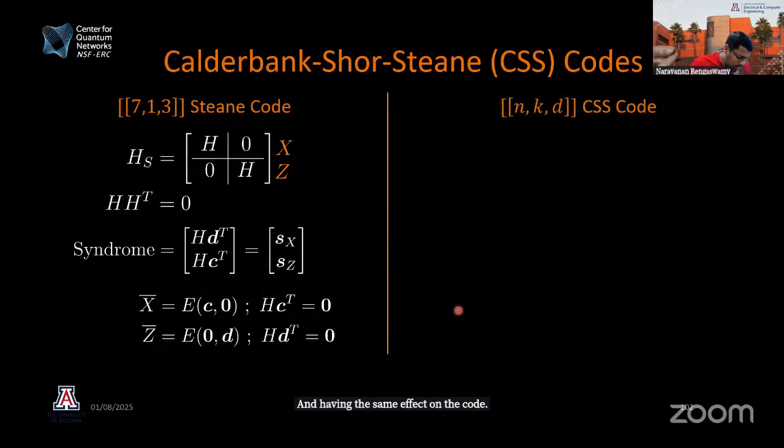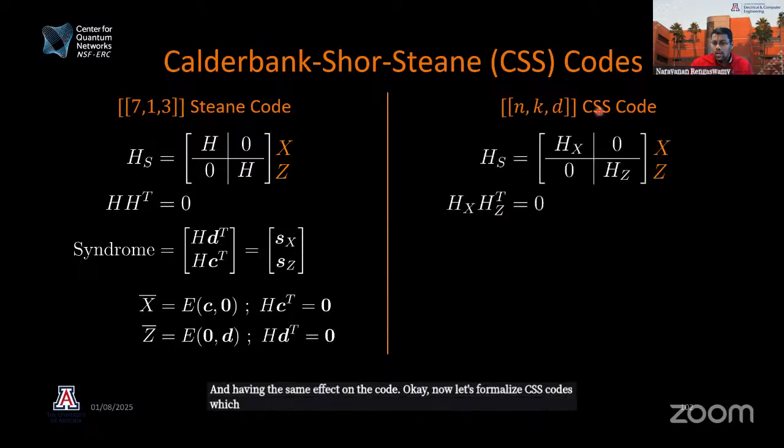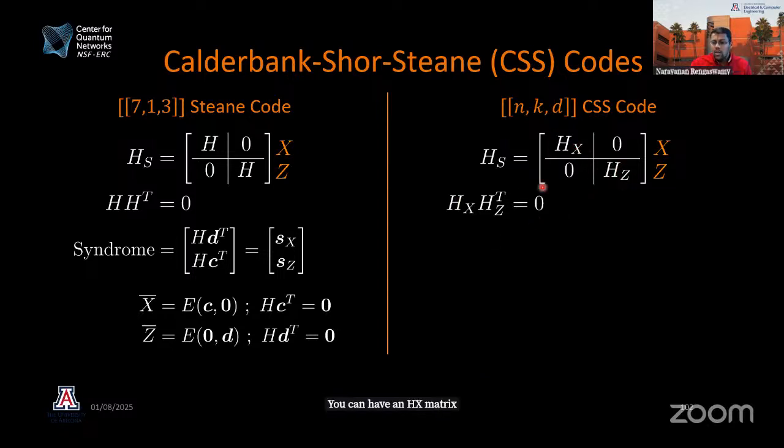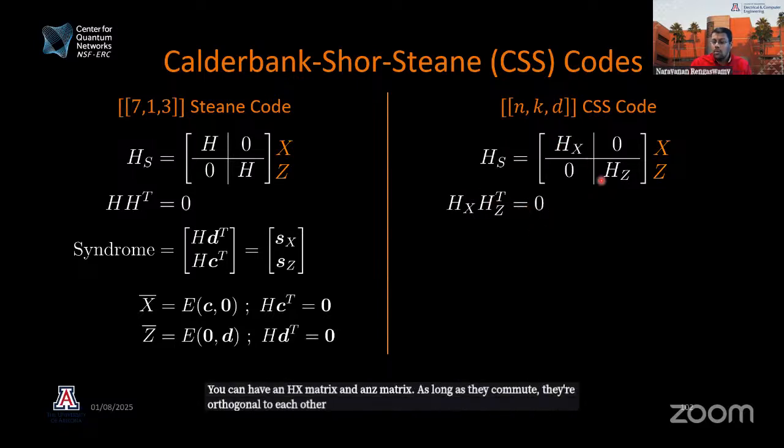Okay, now let's formalize CSS codes, which is all the codes that look like the Steane code, with a slight generalization that this block diagonal form need not have the same matrix on both sides. You can have an HX matrix and an HZ matrix. As long as they commute, they're orthogonal to each other, it forms a valid quantum code. And this is what Michele was referring to earlier.